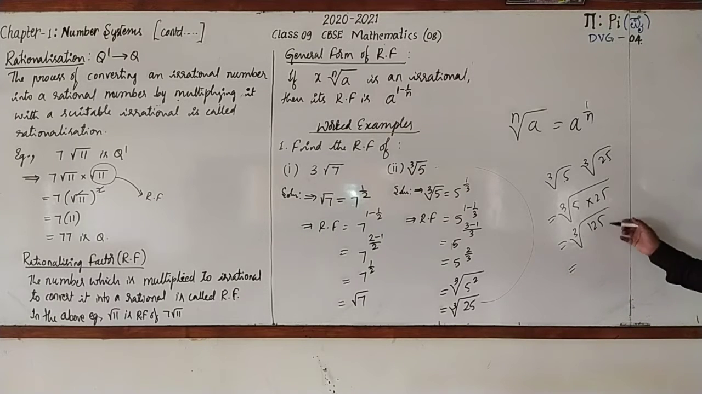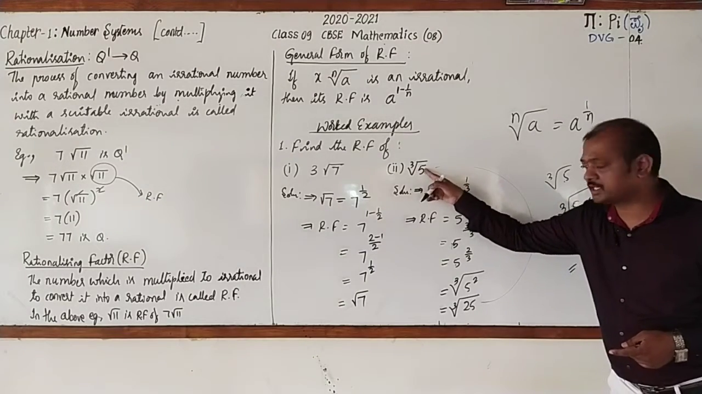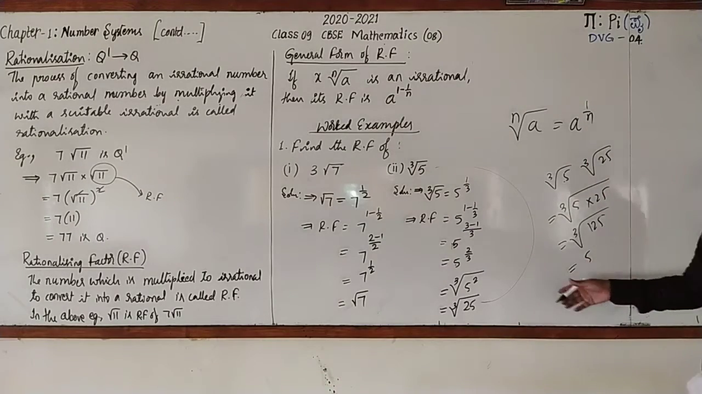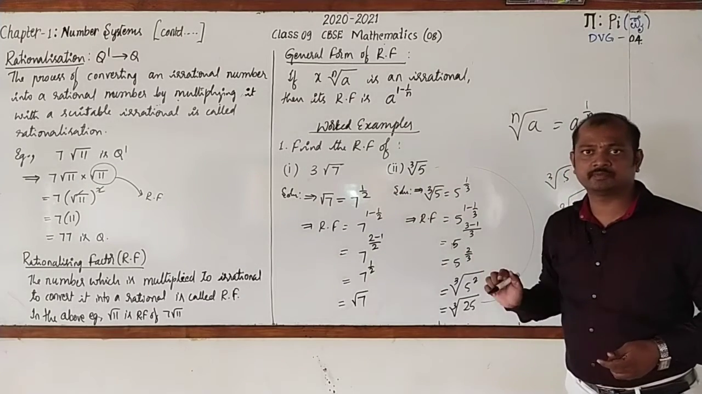Clear? Then cube root of 125 is 5, because 125 is 5 cube. Cube and cube root get cancelled, 5. Whether 5 is rational or irrational? It is rational. See that? We have converted irrational into rational. The same thing is also applicable to this.